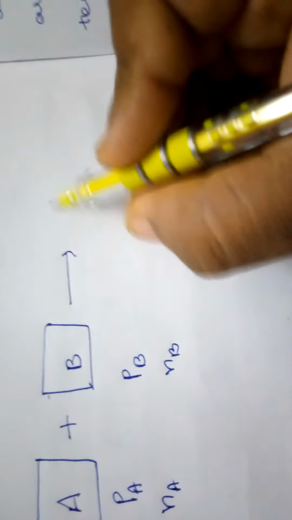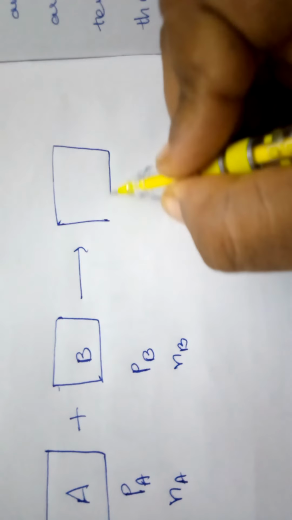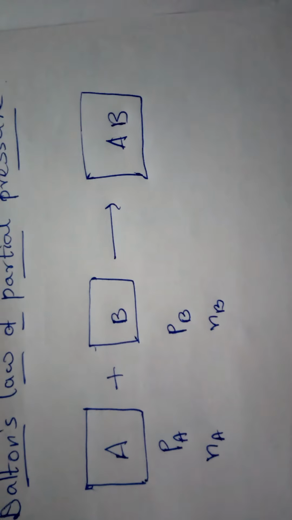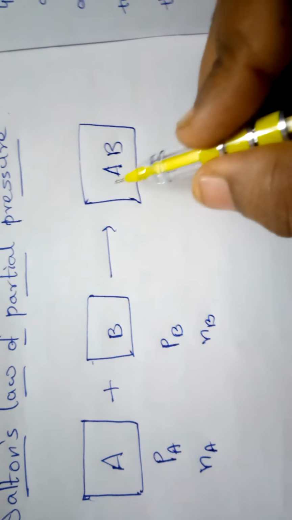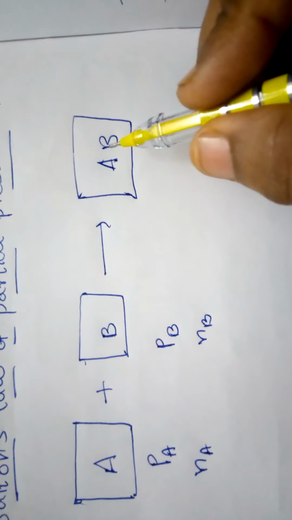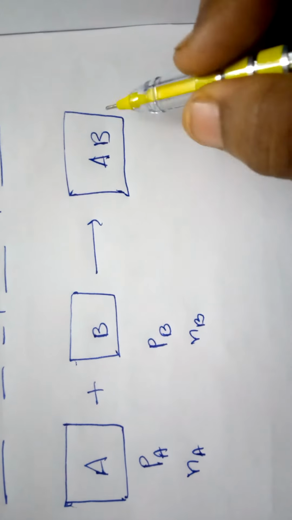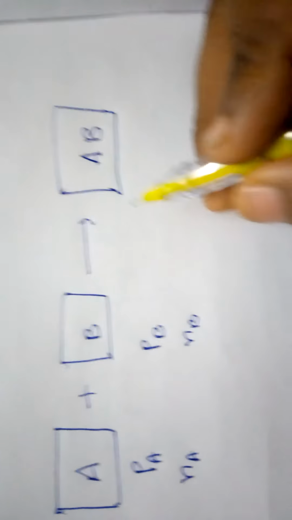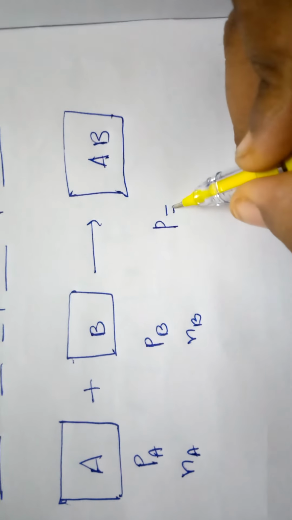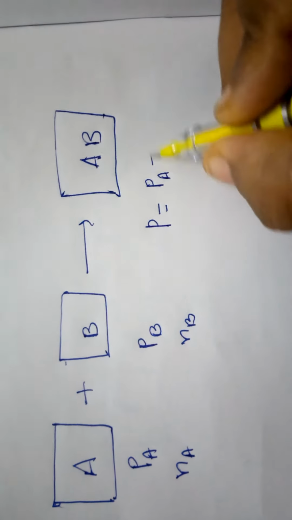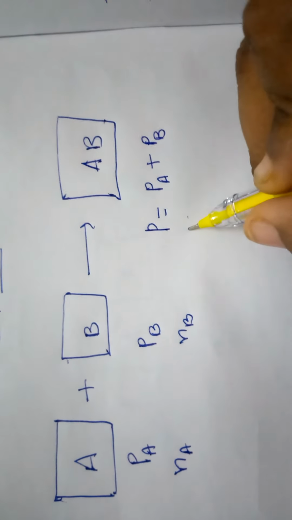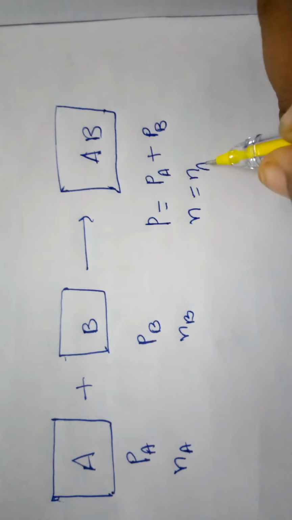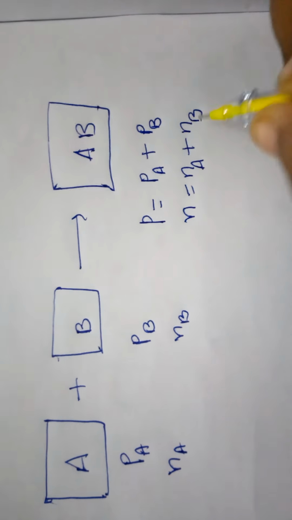So what we are doing is keeping those two gases in the same container, as they are unreactive. What is the pressure exerted by A? It's nothing but PA. Pressure exerted by B, PB. And what is the total pressure we are getting? Total pressure is PA plus PB. And what is the number of total moles? Nothing but Na plus Nb.